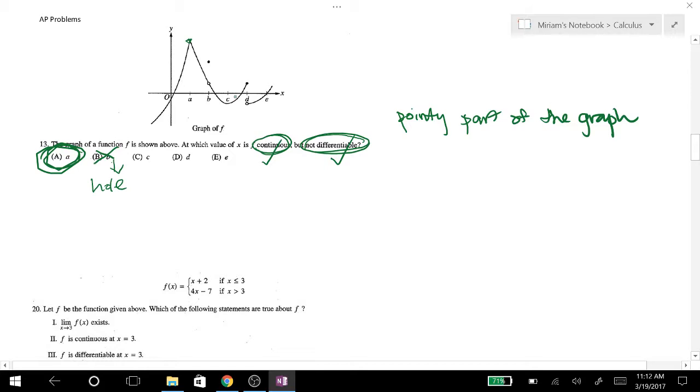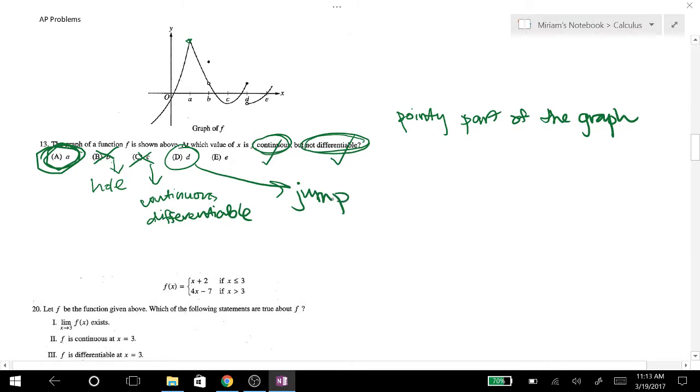Let's look at C. C is continuous, great. But is there a pointy part at C? No. So C is continuous and it's also differentiable. Which is cool, but that's not what the question is saying. Let's look at D. So D, it's not continuous. And if you remember, that type of discontinuity is called a jump because I am jumping. And at E, it is continuous but also differentiable just like C. Okay? So A is the right answer.